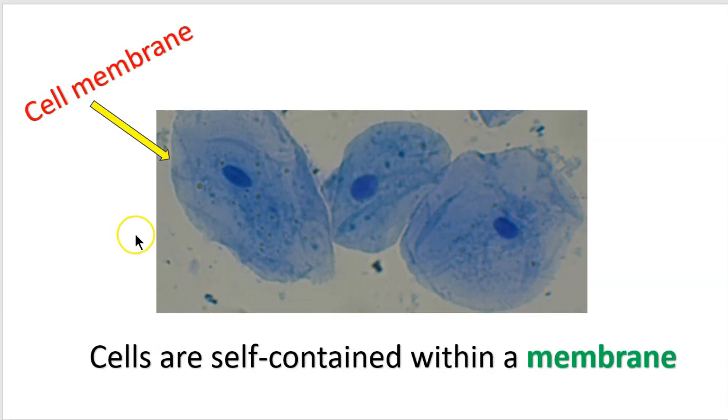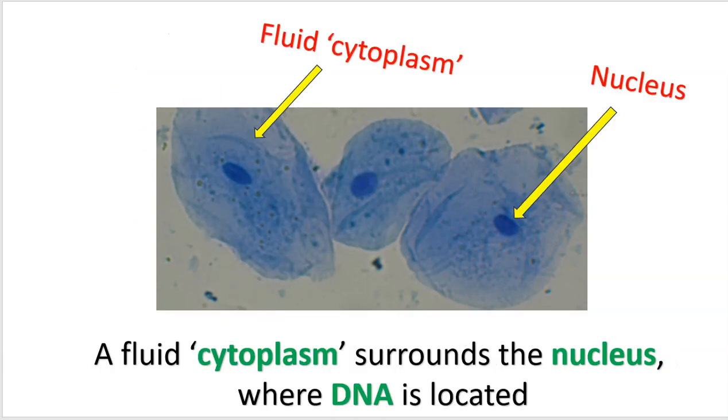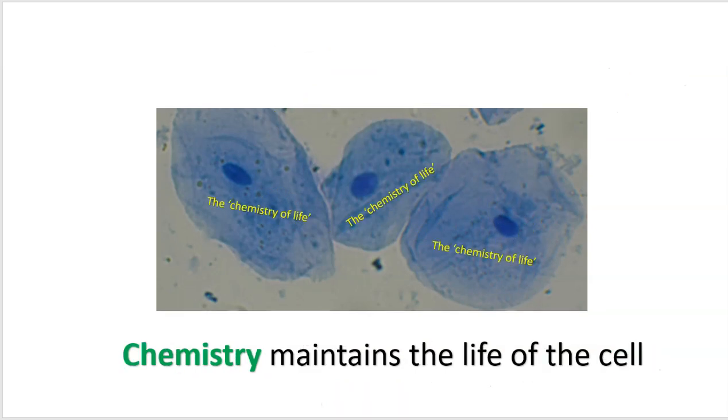Now each cell has a boundary called the cell membrane, a flexible boundary, and it controls what goes in and out of the cell. The fluid inside the cell is called the cytoplasm, and the darkly stained oval is the nucleus, where DNA is located. Now we'll be learning much more about cells, but for now we're just going to say that there's some complex chemistry going on within cells. We'll call it the chemistry of life.